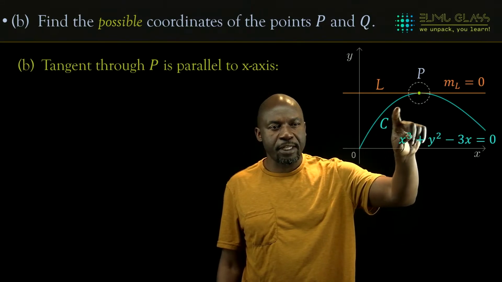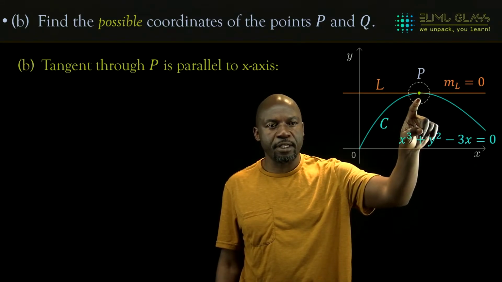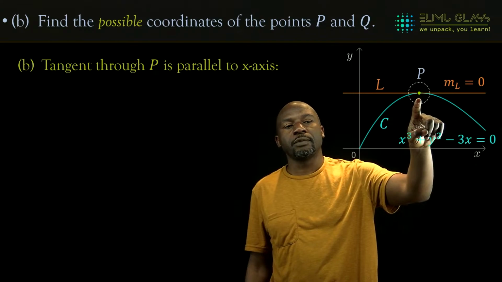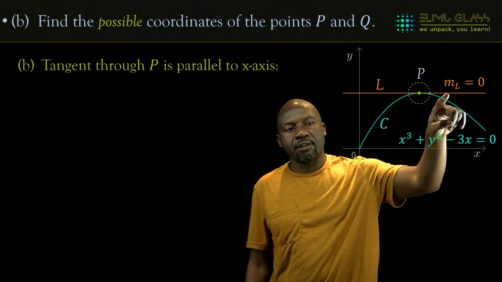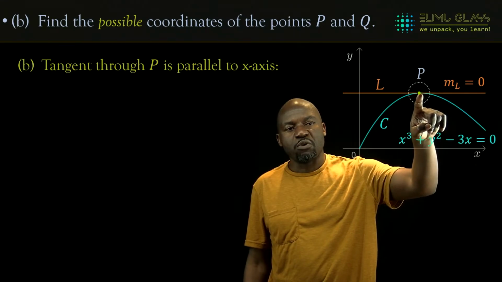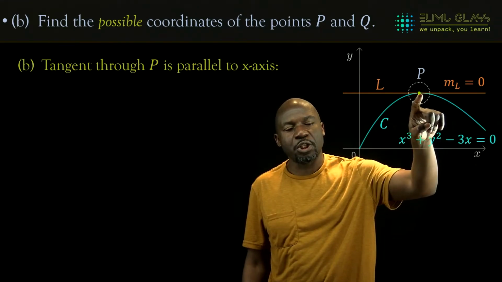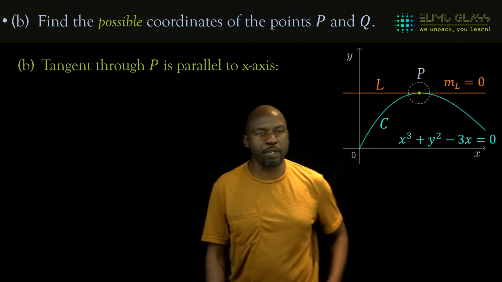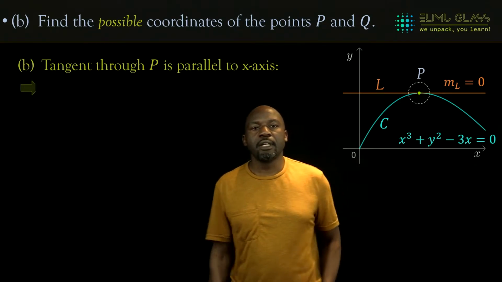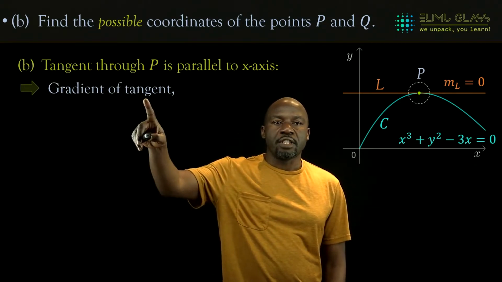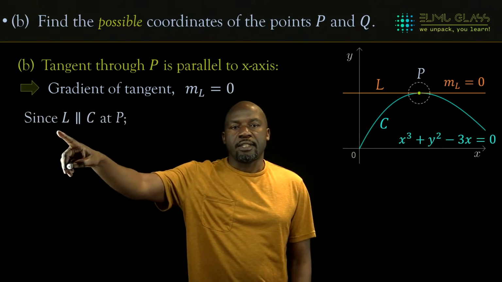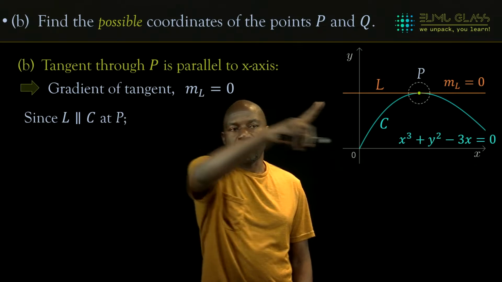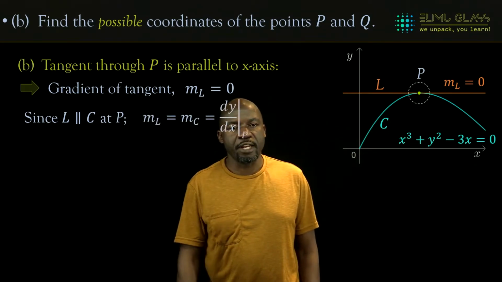So the gradient of this curve at that point must also be 0. All right? So the gradient of the curve and the gradient of our straight line must both be equal to 0, because the two are parallel at point P. So we can write that the gradient of the tangent must be 0, and since the two lines are parallel at point P, so is the gradient of our curve.